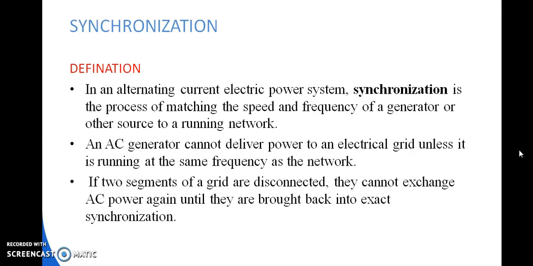Now, an AC generator cannot deliver power to an electrical grid unless it is running at the same frequency as the network. We have already studied in the parallel operating alternators the phase sequence, the voltage, the phase angle and the frequency. These four parameters are to be identical with the incoming bus bar, so that parallel operation can be done, or we can say synchronization can be done.